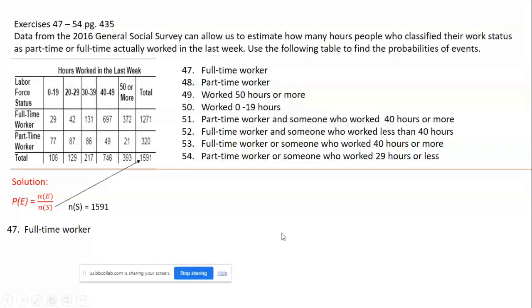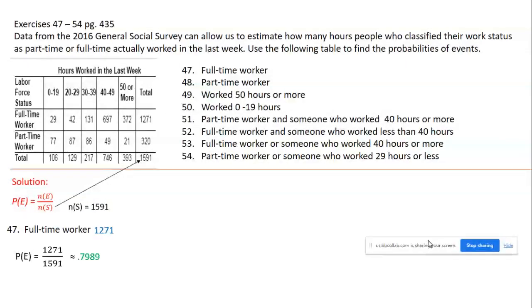All right, so let's look at 47, full-time workers, okay? How many full-time workers do we have? Well, full-time workers are this value, 1,271. So the probability of full-time workers is the probability of the event of full-time workers divided by our sample space, which is going to give us this value, 0.7989. And I'm assuming that probably your homework, whether it's on the computer or in the book, is telling you to round to 4 decimal places, okay?